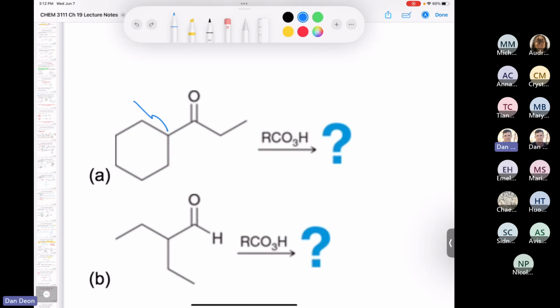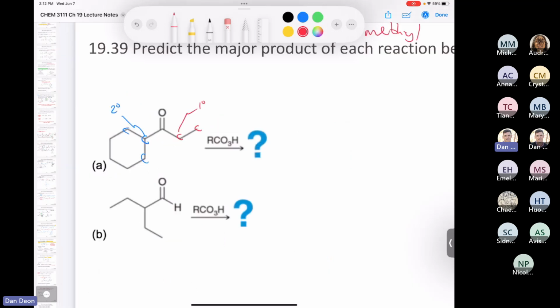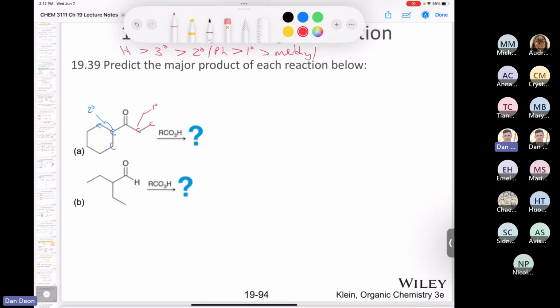Going away from the carbonyl, how many carbons is it attached to? It's attached to two carbons going away, right? It's attached to these two carbons, and so you would call it secondary. And this one is only attached to one, so you'd call it primary. Secondary is going to be the winner, so we insert the oxygen on that side.